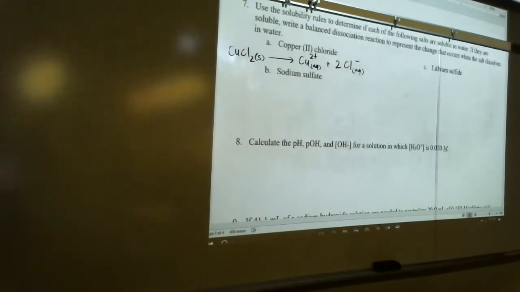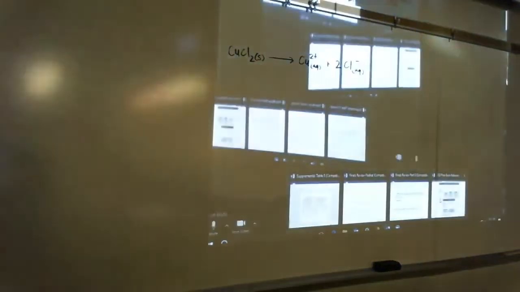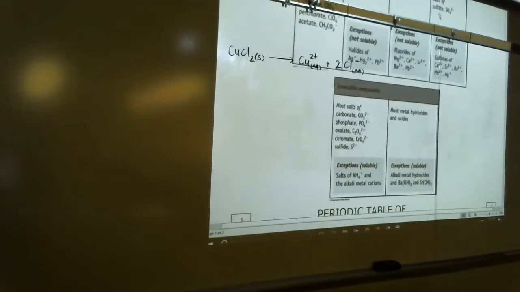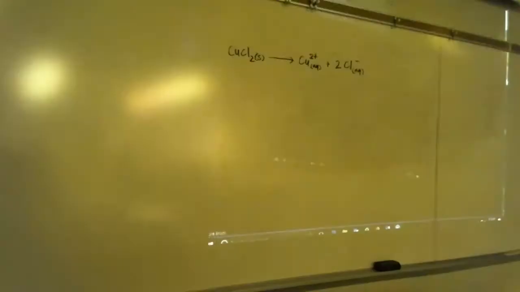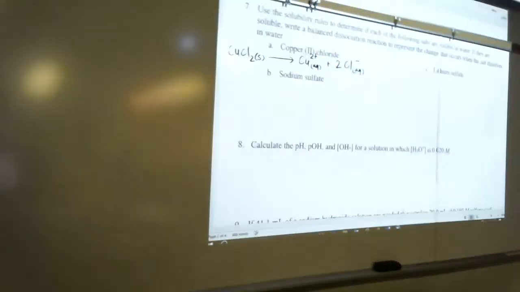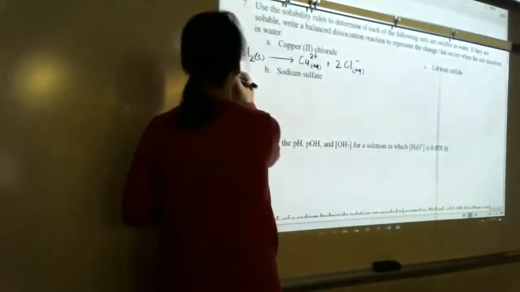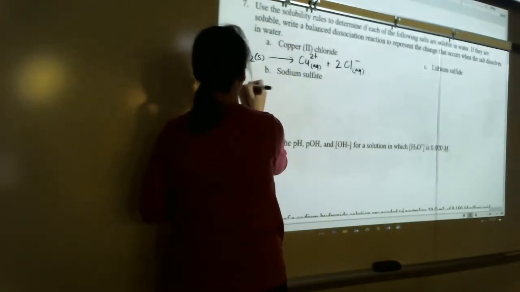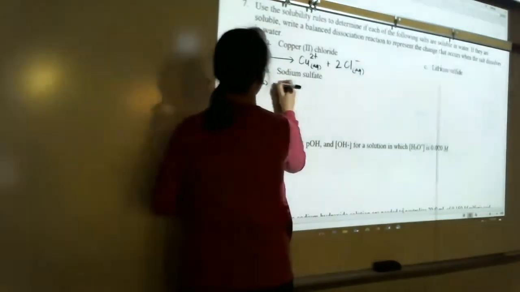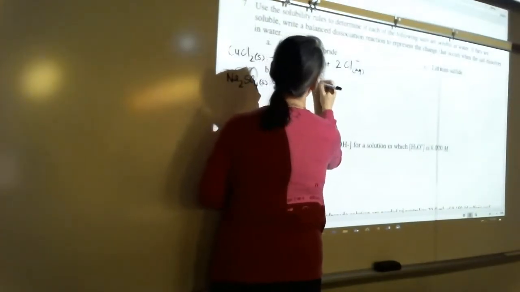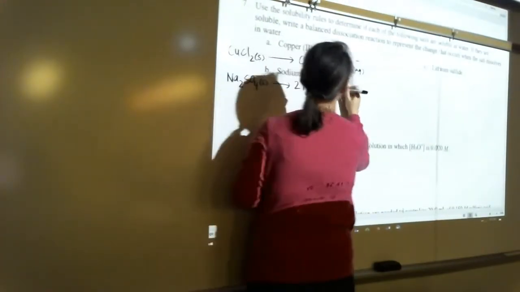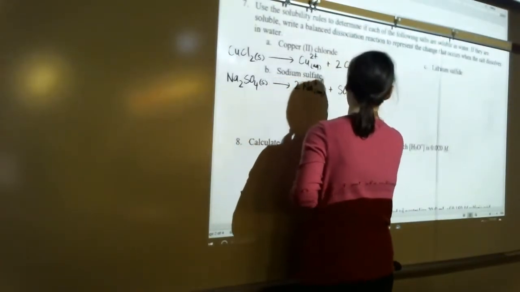All right, let's do B, sodium sulfate. Sodium sulfate. Here are the sulfates. These are all soluble with the exception of these guys. So would sodium sulfate be soluble? That's a tongue twister to say. The answer is yes, right? The answer is yes. So that would be Na2SO4 solid becoming 2Na plus and SO4 2 minus.